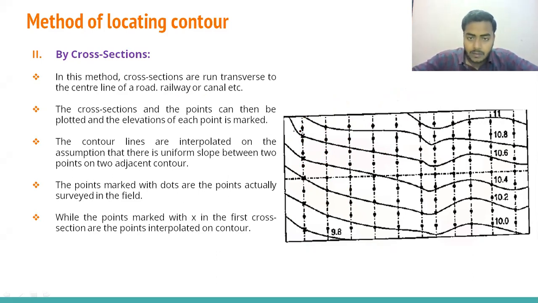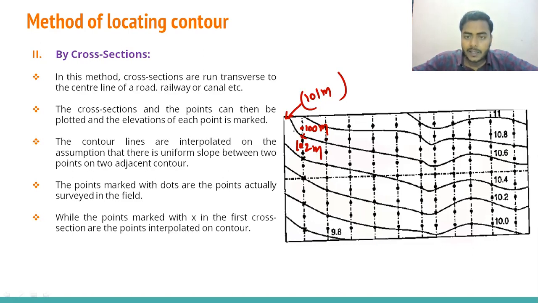Suppose we have marked a dot and the elevation we got at this point is 100 meter, and this point is, for example, 102 meter. I am drawing a contour line with the elevation of 101 meter. So by interpolation, we will calculate that this point is coming here with 101.